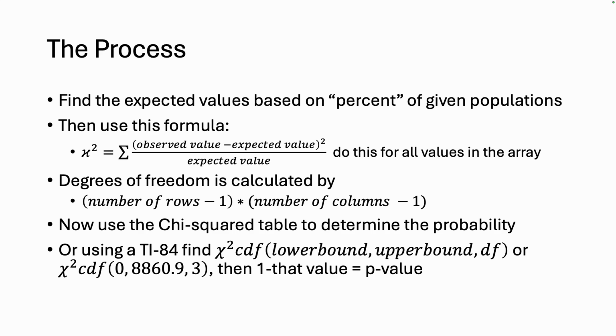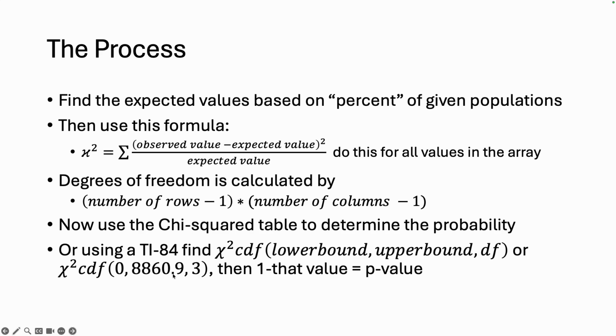On the 84, I think it's stat and then test. No, I'm sorry. You go to second vars, which is distributions, and you go to option 8, which is ChiSquared CDF, and that will pull it up for you. It asks for your lower bound, your upper bound, and your degrees of freedom. So in the calculator, I typed in 0, 8860.9. You can keep going further, but that's not going to really matter with such a large number anyway.